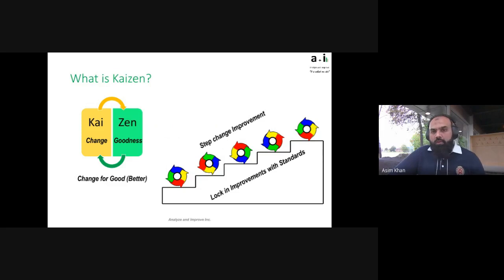So each step is a step towards doing something better than where you are. And change for good means whenever you take that step, you're not going to go backwards. So you want to change for good. And you do that by having a plan-check-act cycle or some kind of standard control system. And we'll look at different ways of doing that and different tools that are there throughout this series on Kaizens.